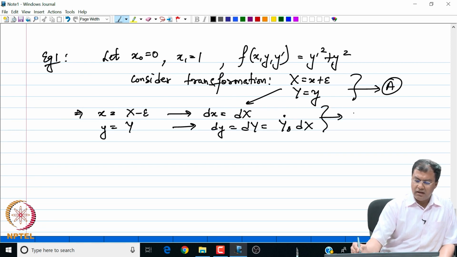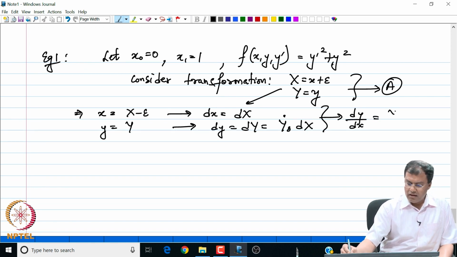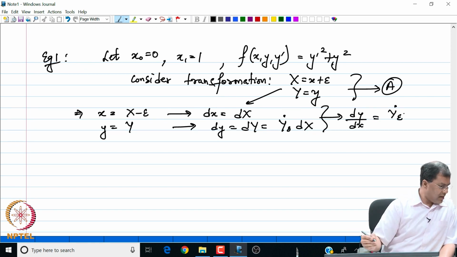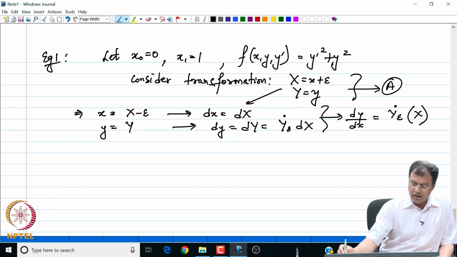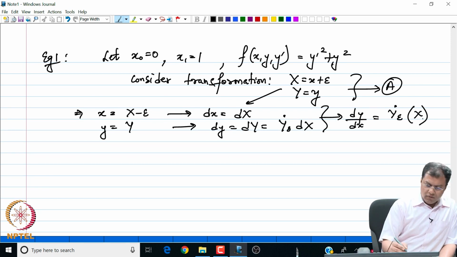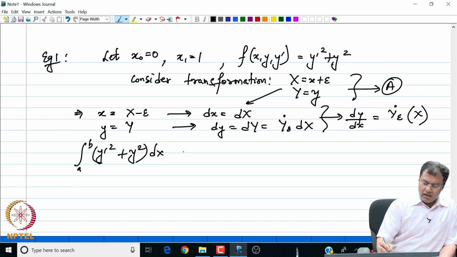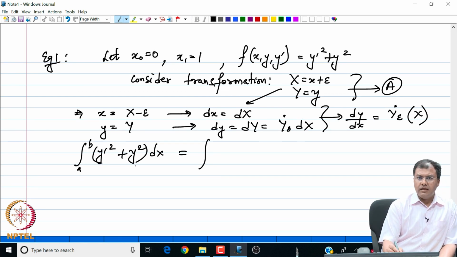Or I see that dy/dx, the derivative of y with respect to x, is y epsilon dot of x. Okay. So what we see is that the integral from a to b of y prime squared plus y squared dx is also equal to, we plug in y prime, we plug in y.